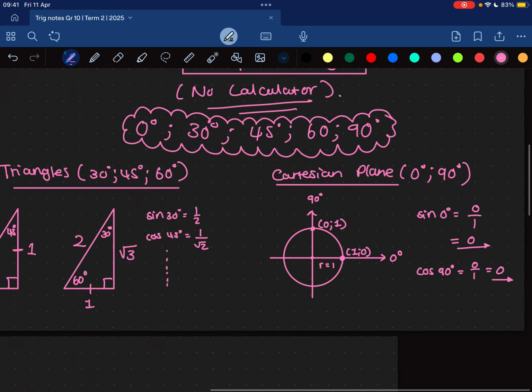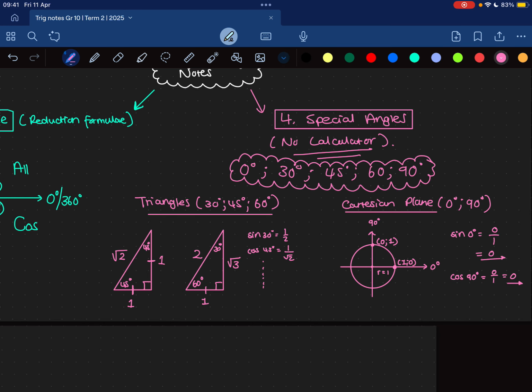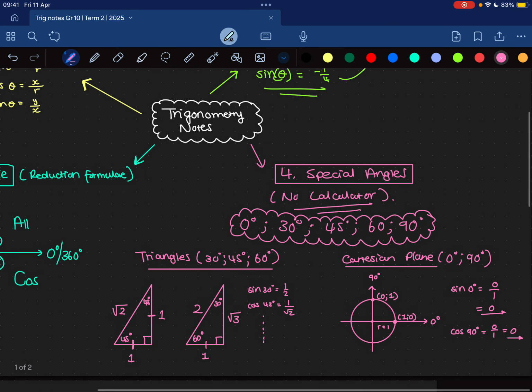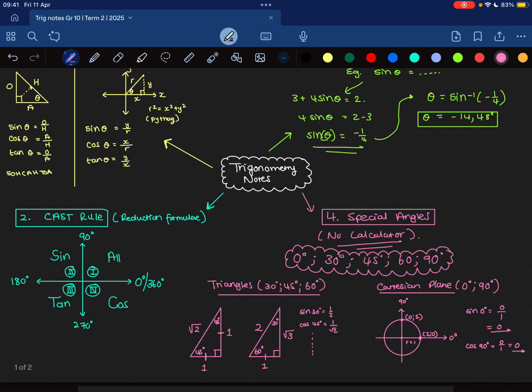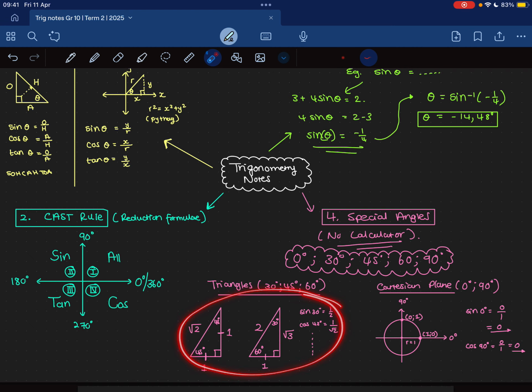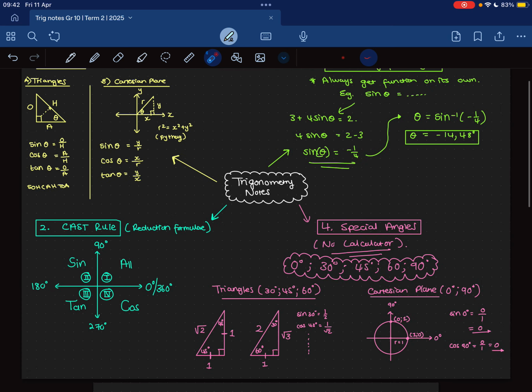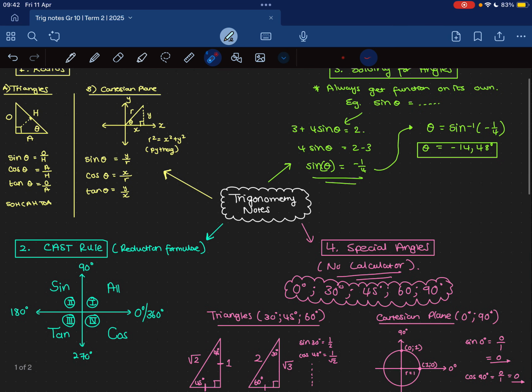Okay, so this is essentially how we use the special angles. Like I promised, I will teach you another trick on how to do it, but you must learn this triangle and this Cartesian plane to find special angles. It is a vital skill to have in trigonometry, so it's very important that you learn how to do this. So that essentially concludes what I would like to explain during this lesson.